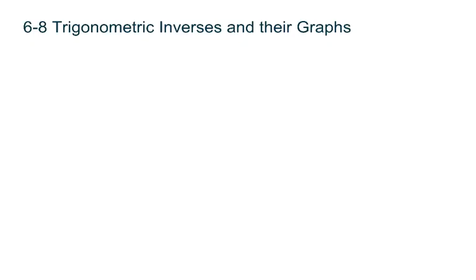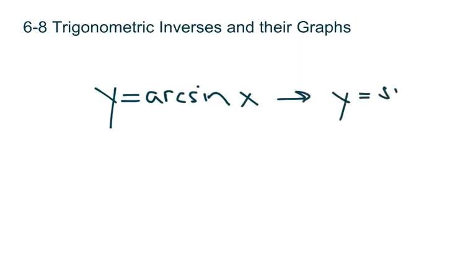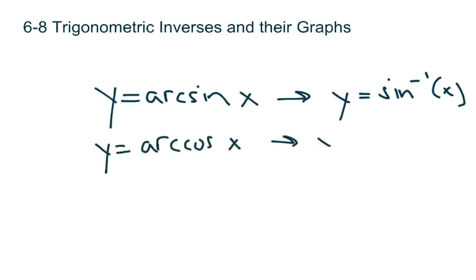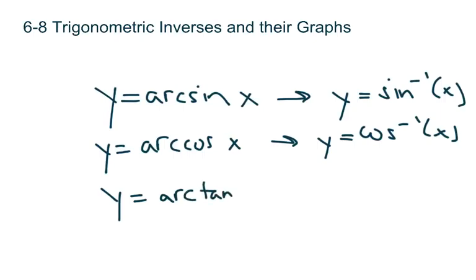So our book uses a symbol called arc sine. That's because our book is a little old. It's really just the same as inverse sine. Arc cosine is going to be the same thing as inverse cosine. And arc tangent is going to be the same thing as inverse tangent.